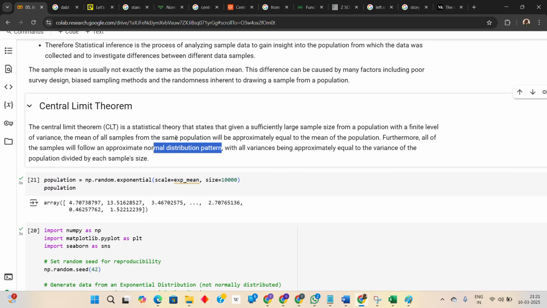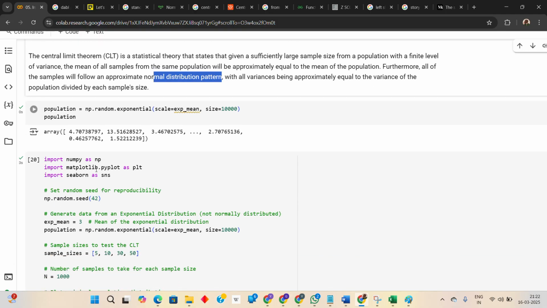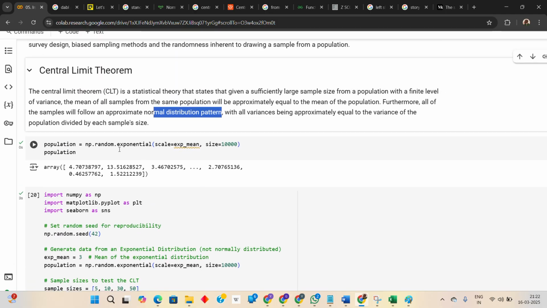That means if you take enough sample points from the population and calculate the mean and variance, approximately you will get the distribution of all such sample points following a normal distribution pattern. Okay, I will show you a small example.